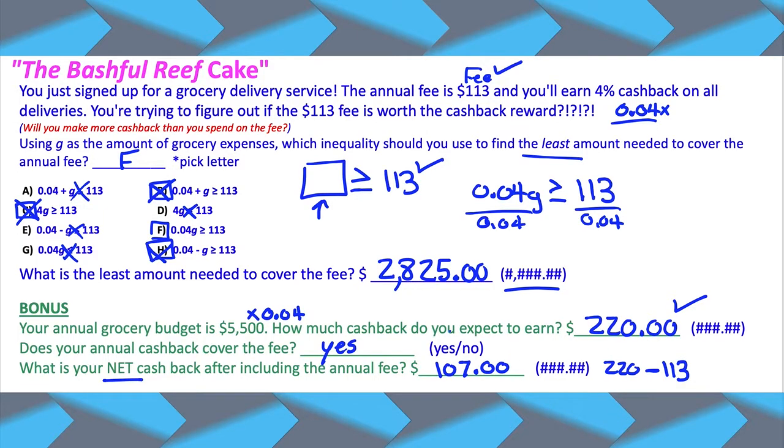Otherwise, that's about it. So you have an annual fee, you have a cash back, you want to pick the right inequality, solve that inequality, figure out how much money you need to spend to break even, the least amount, so it is an inequality. And then for the bonus questions, figure out how much cash back you would make overall. Does it actually cover the fee? It might. It may. It might not. Who knows? And then what's the net cash back? The net cash back would be just the subtraction of how much you made minus how much you spent.